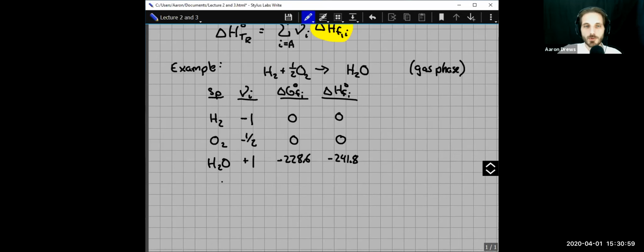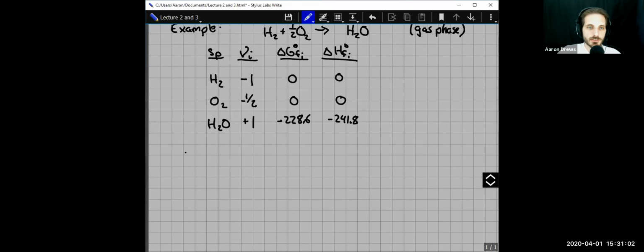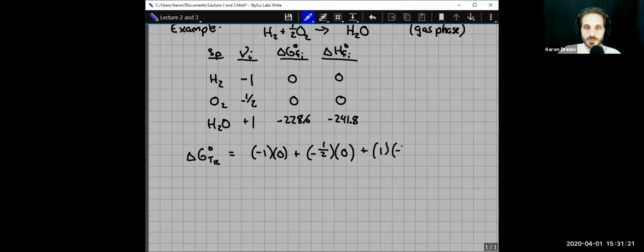So if I want to then calculate my delta G and delta H, delta G sub TR, it's going to be a -1 times a 0 plus a -1/2 times another 0 plus a 1 times a -228.6, which is kind of nice, right? That's just -228.6. And don't forget the units, right? Units are kilojoules per mole.